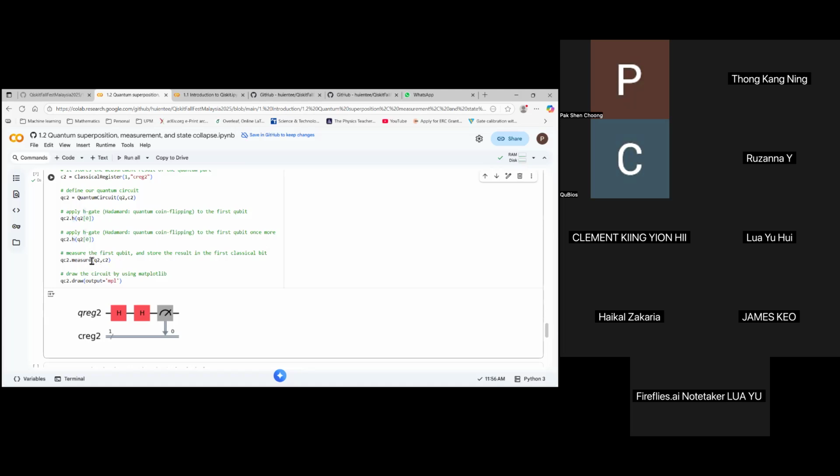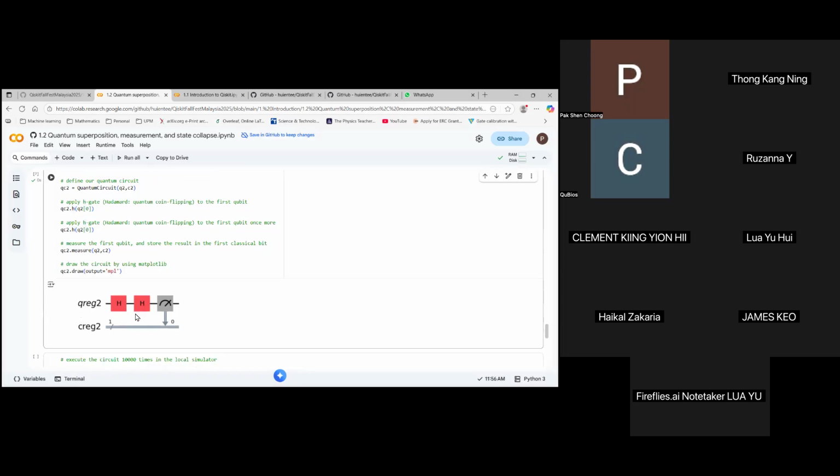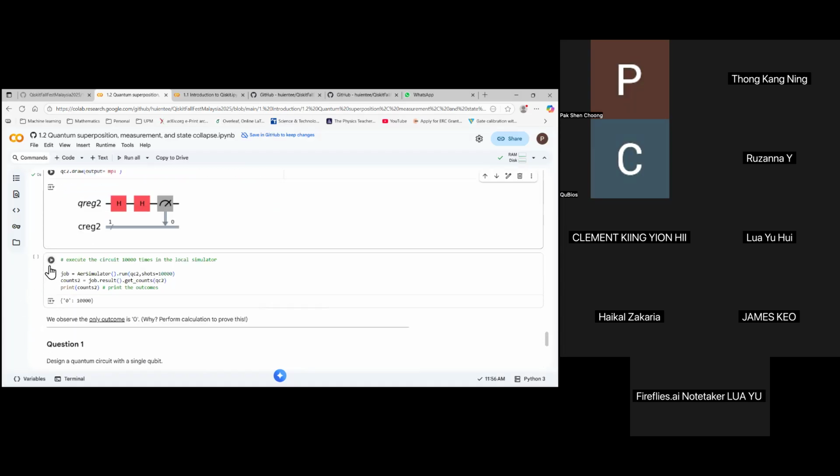So recall that measurement always collapses the state. When we apply a Hadamard gate, it's in a superposition of zero and one state. And then when we measure, we collapse it into either one or zero. But here we have two Hadamard gates. So what's the result? Here again the template. Then we print the counts, and you can see the output here. All the shots are zero state. So why does this happen?